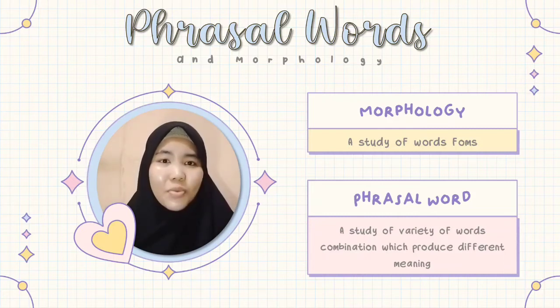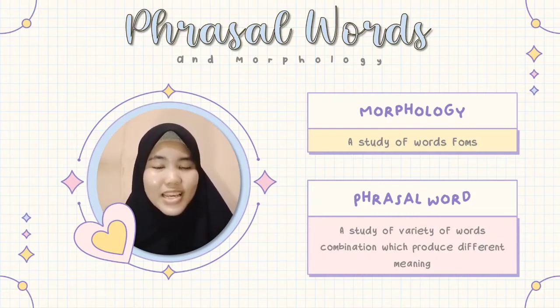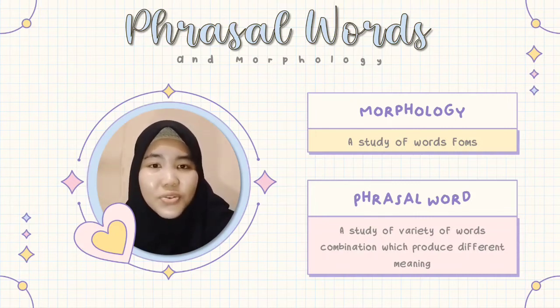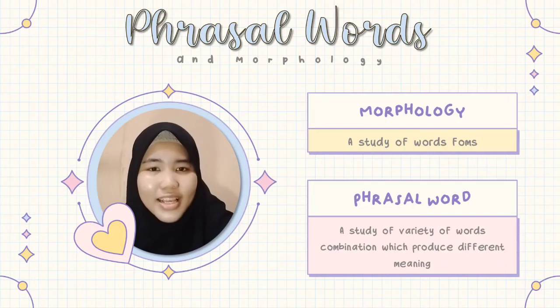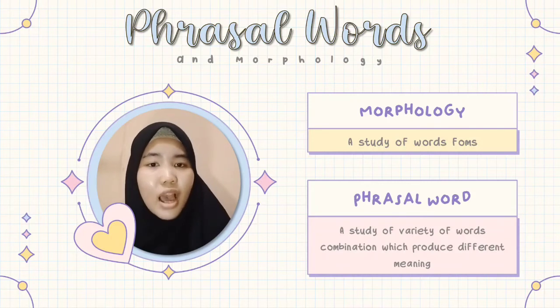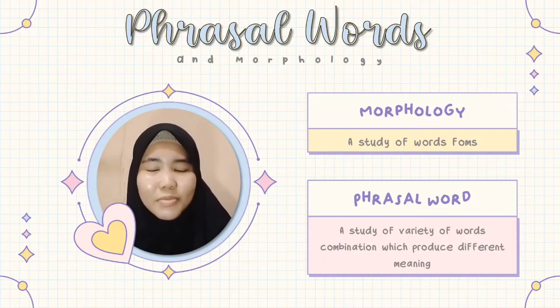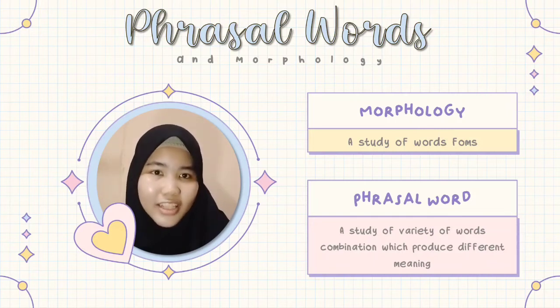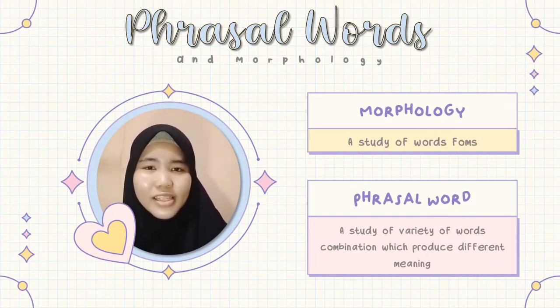Well, before we go to the next point about phrasal words, let me tell you the relation between morphology and phrasal words. So here we go. As you can see on the screen, the relation between both of them is actually simple. Morphology is the study of word forms, and phrasal words are a study of variety of word combinations which produce different meanings. So this is why we need to learn, because morphology is really related to phrasal words. I hope you are curious about this material and will stay with me till the end, and we will get to know the types and also examples of phrasal words.